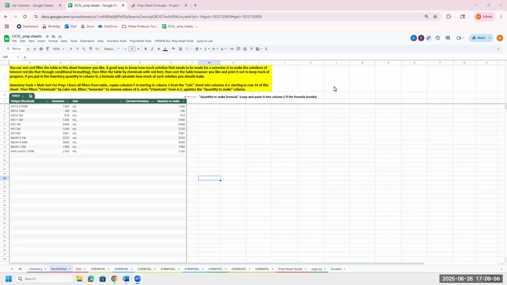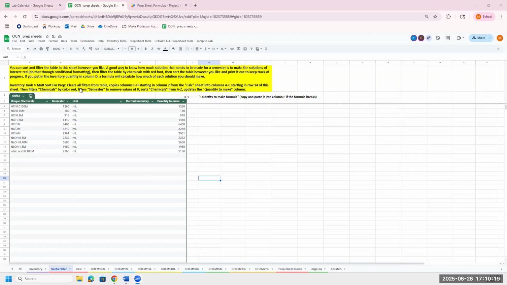All right, so this is the last day update regarding the prep sheets and some functionalities that I've made. Before I go, I will give you a little bit of an update on the changes. If we are in sort and filter, this is going to be the first little change that I've made.